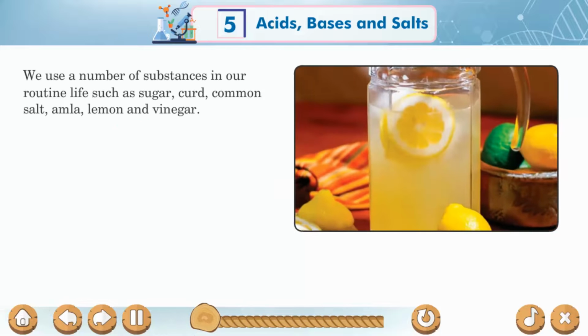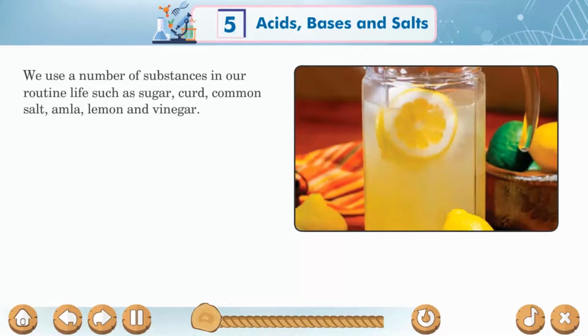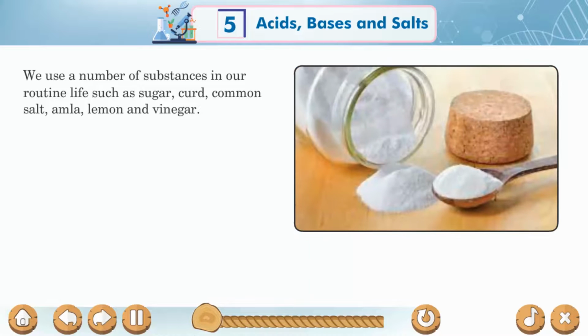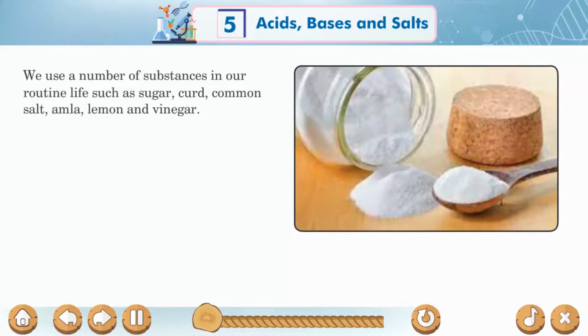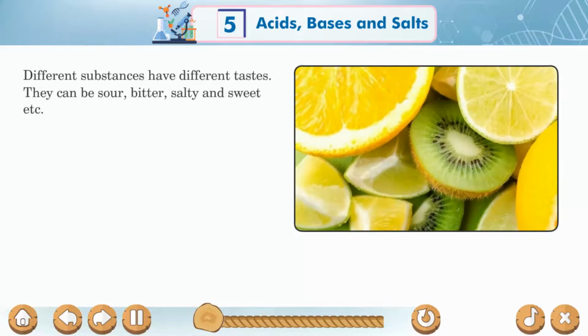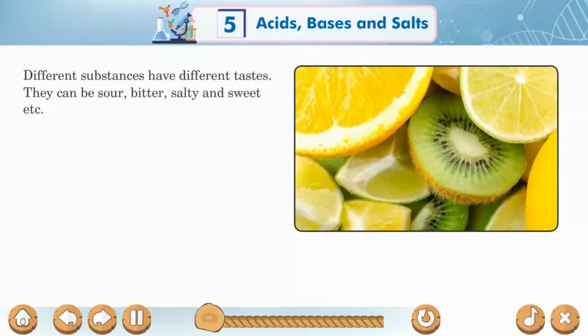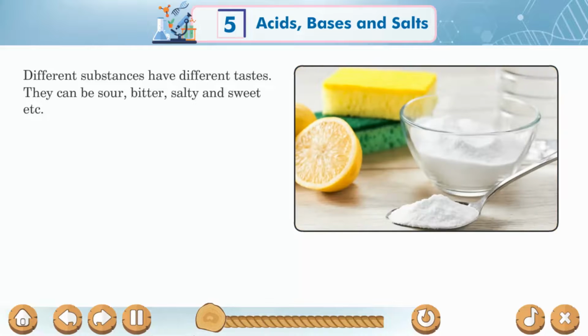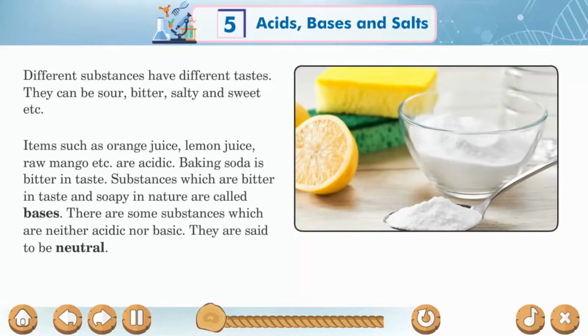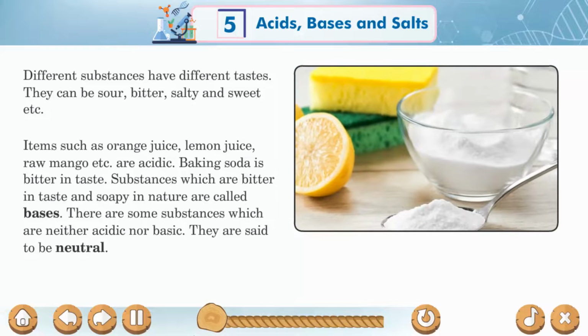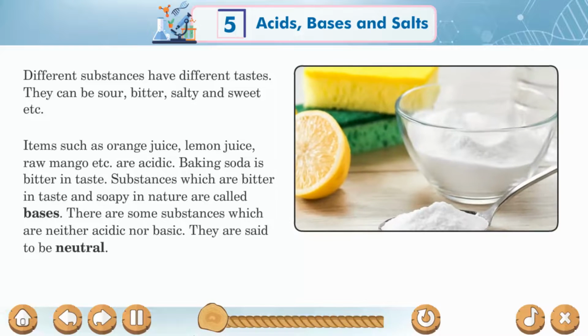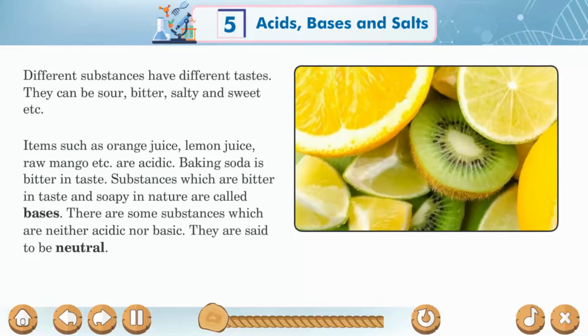We use a number of substances in our routine life such as sugar, curd, common salt, amla, lemon and vinegar. Different substances have different tastes. They can be sour, bitter, salty and sweet, etc. Items such as orange juice, lemon juice, raw mango, etc. are acidic. Baking soda is bitter in taste.